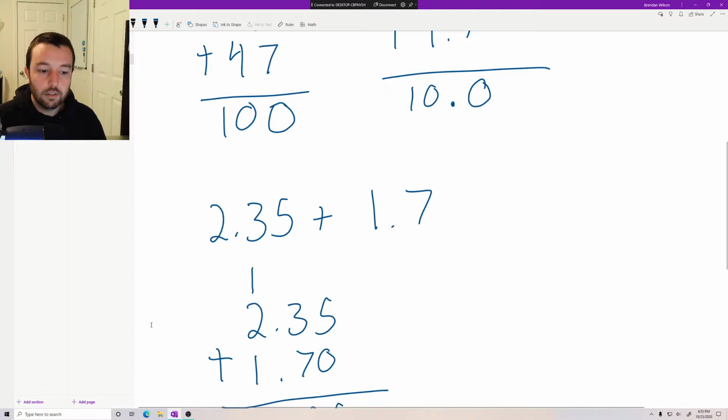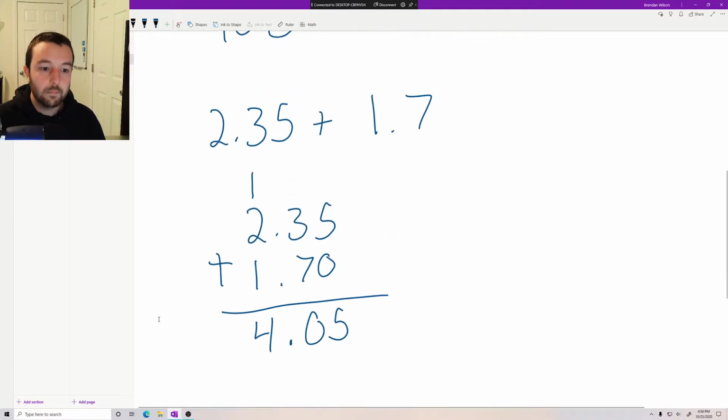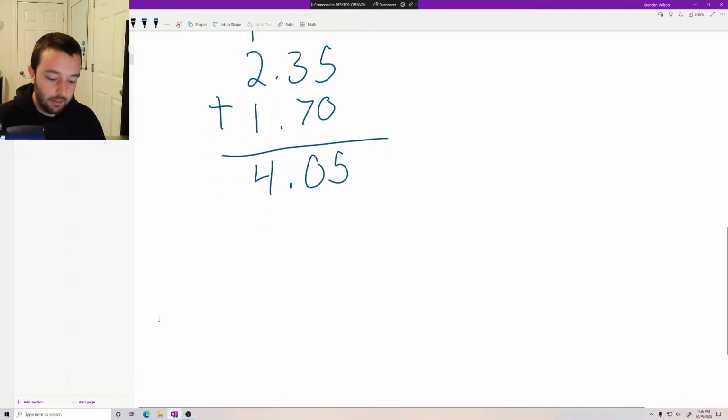So there's not a whole lot going on that wasn't going on when we were dealing with whole numbers. The only difference now is we just have potentially more place values to account for that we have to make sure are lined up. Okay, let's do one more example.